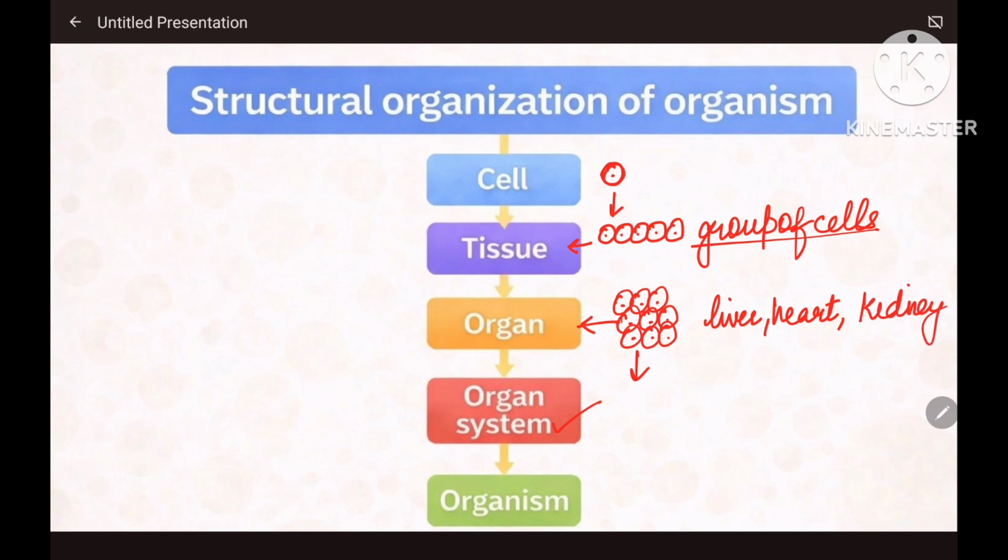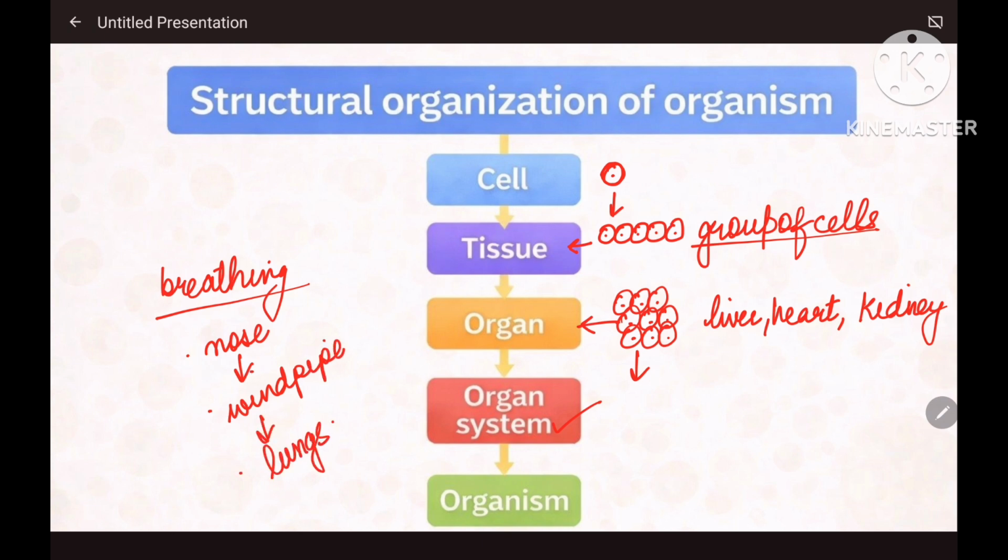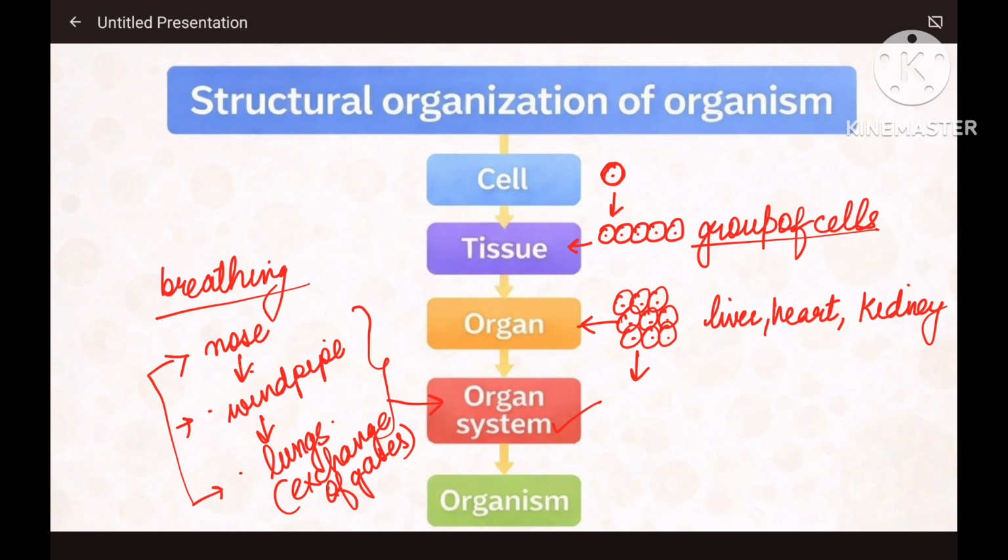Now what do you mean by organ system? See, एक simple example आपको देके मैं समझाती हूँ. आपने breathing करनी है. You inhale the air through your nose. From nose the air goes to windpipe. From windpipe it reaches lungs. And in lungs exchange of gases ultimately takes place. So here you can see different organs working together. A group of organs working together to perform a specific function is known as organ system. So respiratory system, excretory system, reproductive system, these all are examples of organ system. I hope it's clear to each and every one of you.